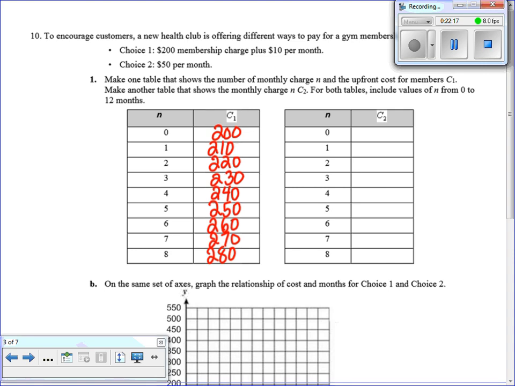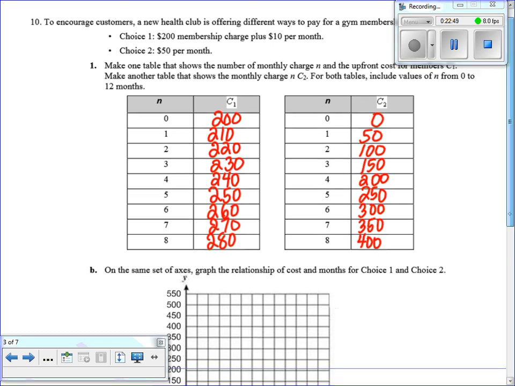And then for choice 2, if they do 0 months, that's 0 because they're not having to pay a membership fee. They're just paying $50 per month. Month 1 would be 50. Month 2 would be 100. Month 3 would be 150. Month 4 would be 200. Month 5 would be 250. Month 6 would be 300. Month 7 would be 350. And month 8 would be 400.